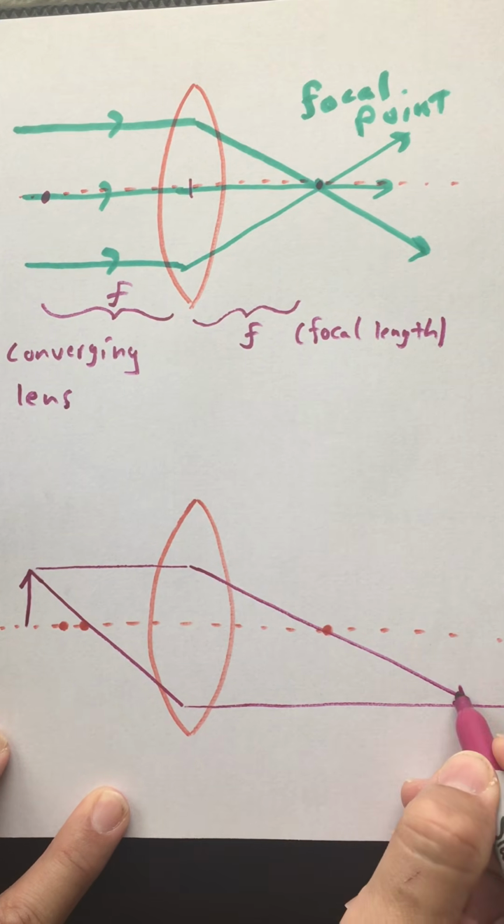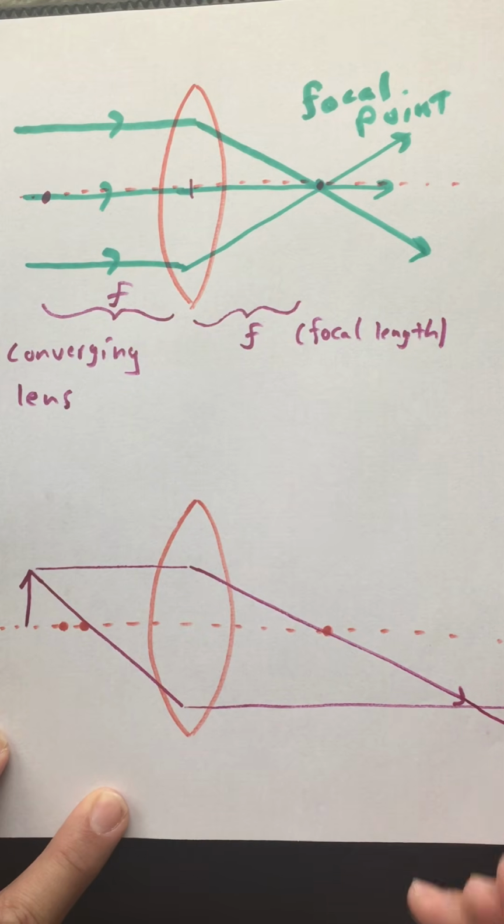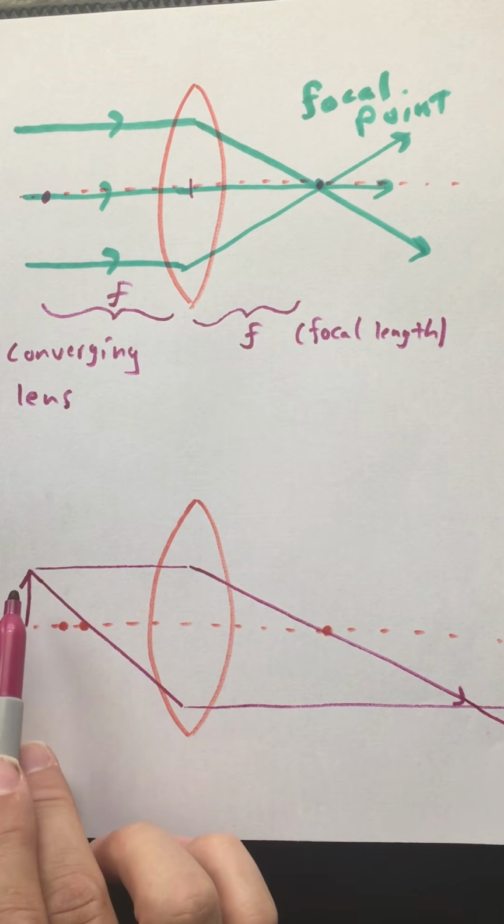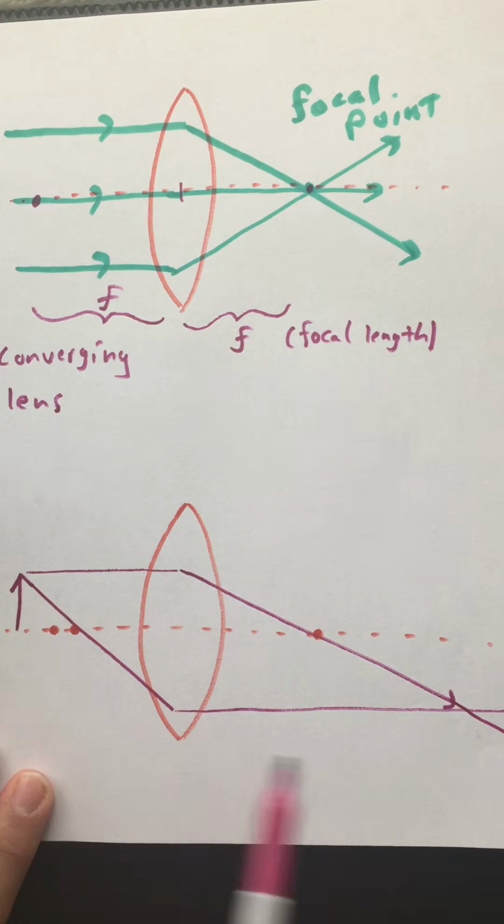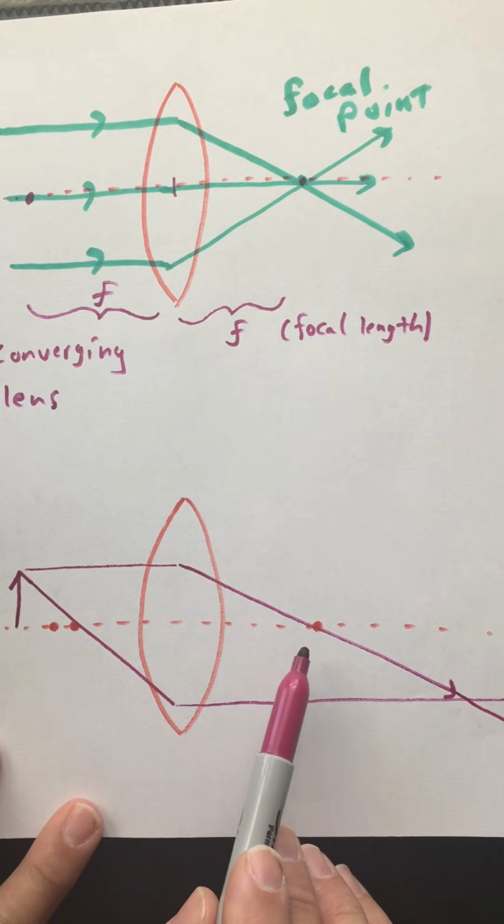And it looks like I didn't draw this long enough. You can see what's happening. These two rays that are emanating from the same point on this object are actually converging over here. Not at the focal point.